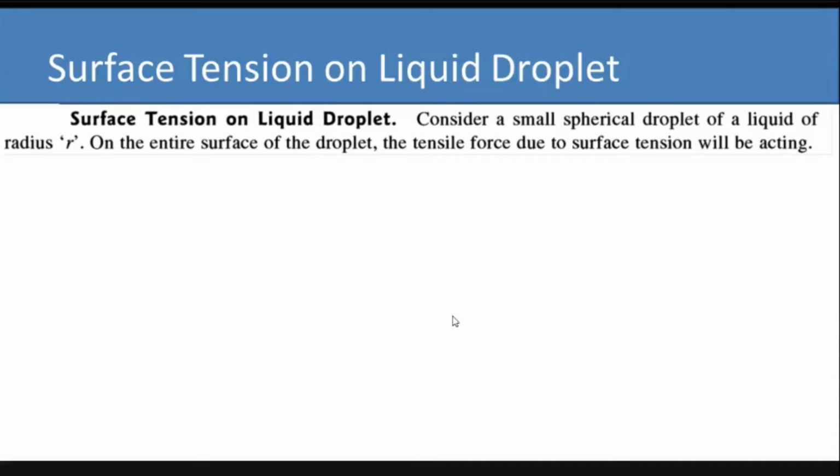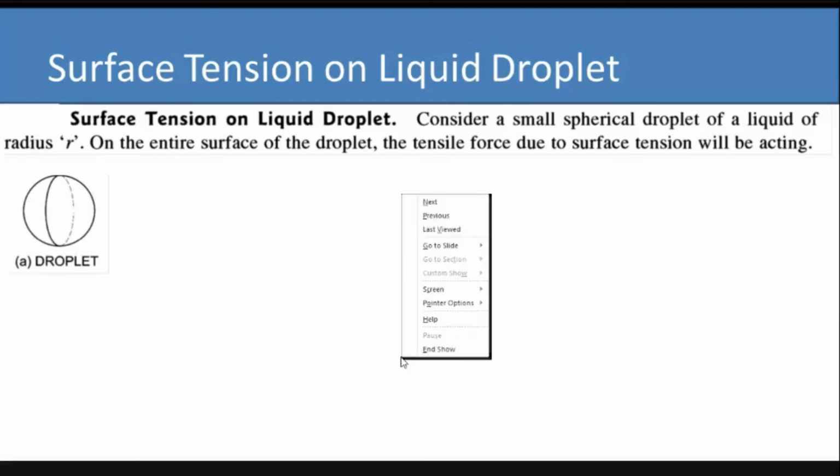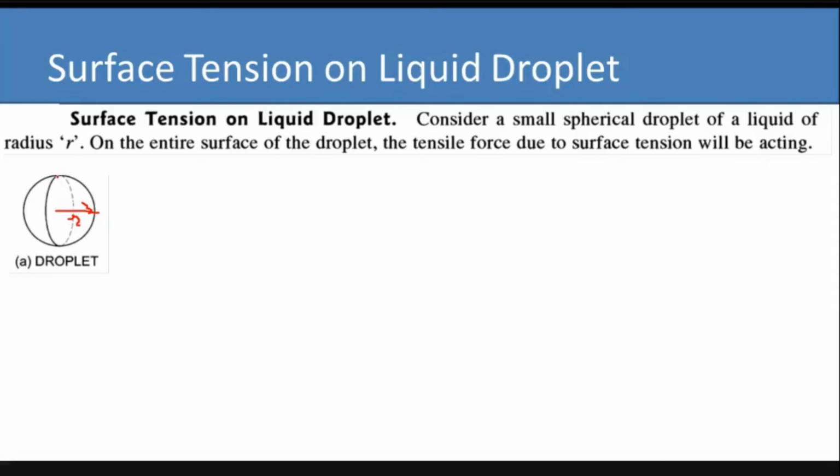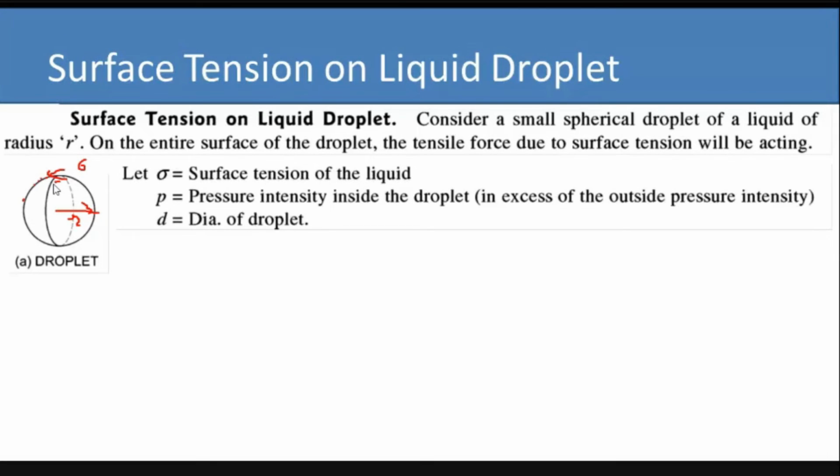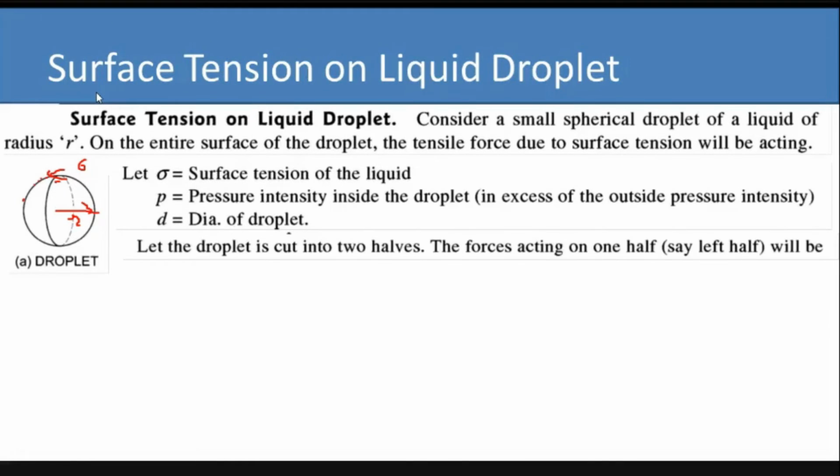Consider a small spherical droplet of liquid of radius r. On the entire surface of this liquid droplet there will be some surface tension sigma acting, as shown in the figure. Now let sigma be the surface tension acting and P the pressure inside the liquid. Let this droplet of liquid be cut into two equal halves.